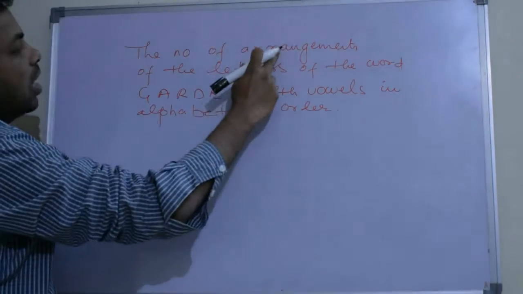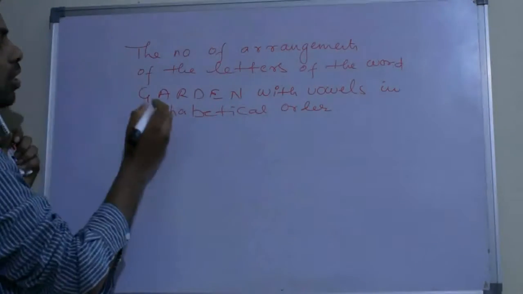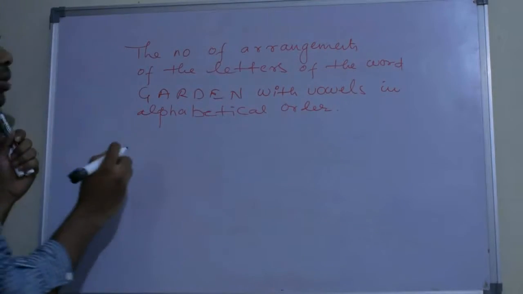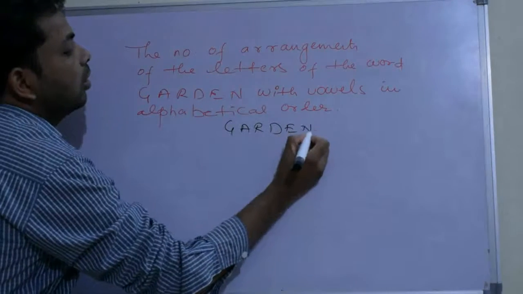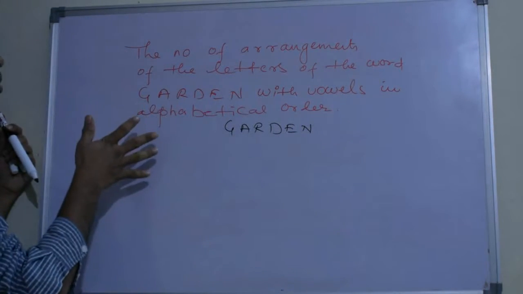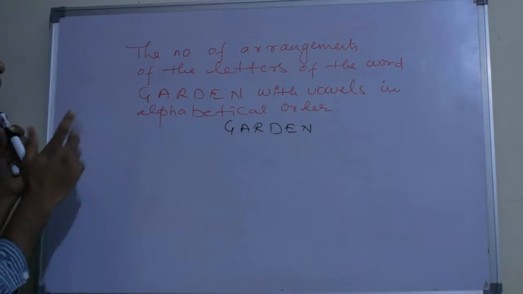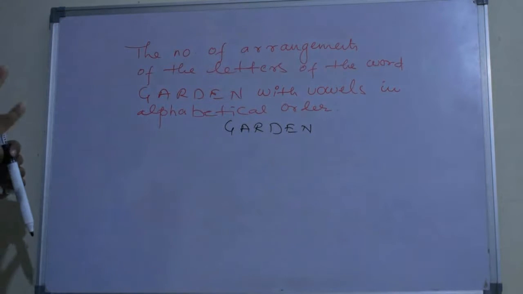The number of arrangements of the letters of the word garden. So, the given word is garden. Now, what is the question? We have to find out all arrangements. What is the condition given? Vowels should be in alphabetical order.